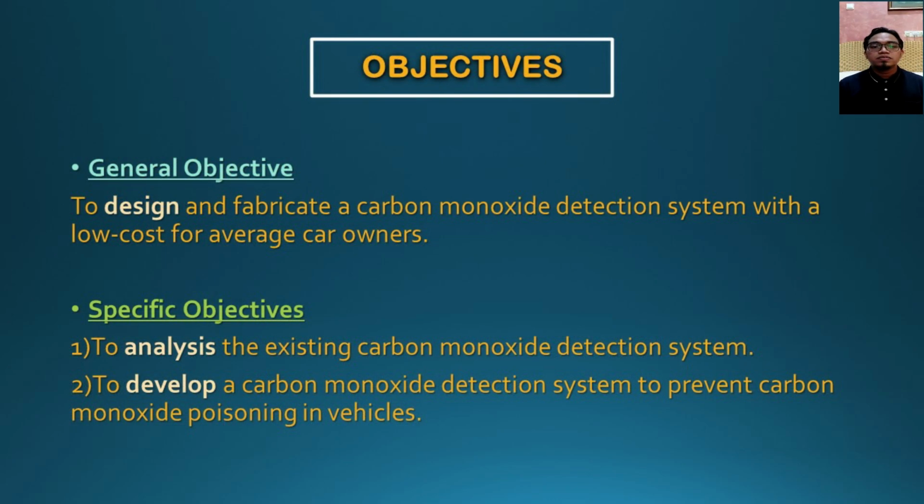The objectives for this project are divided into two, namely general objective and specific objective. The general objective is to design and fabricate a CO detection system with a low cost for average car owners. While the specific objectives are to analyze the existing CO detection systems and to develop a carbon monoxide detection system to prevent carbon monoxide poisoning in vehicles.